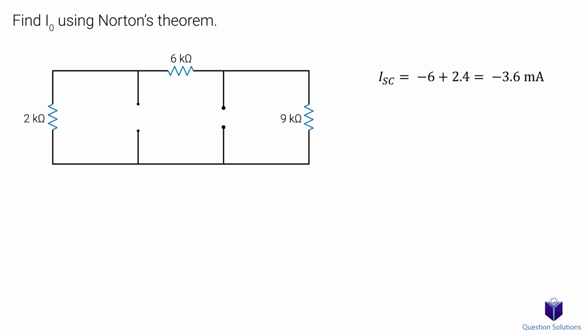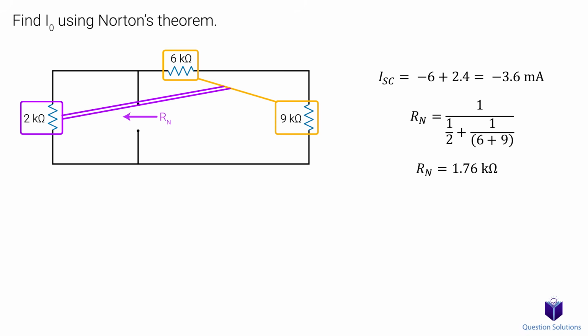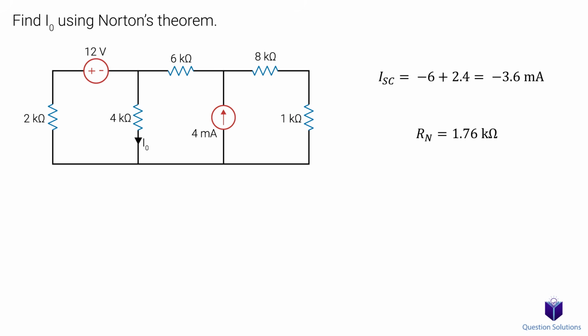First, we remove all the sources. Then we look from where our load used to be to figure out the total resistance. I'll remove the straggly pieces of wire to make it easier for us to see. These two resistors are in series to each other, and the combination of that is in parallel to this resistor. We get 1.76 kiloohms. Now that we have the current and resistance, let's draw our Norton equivalent circuit.